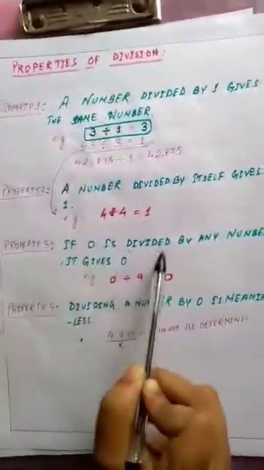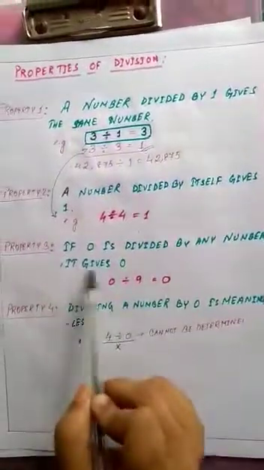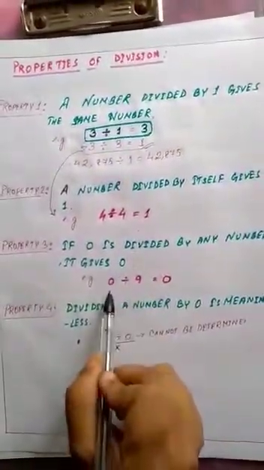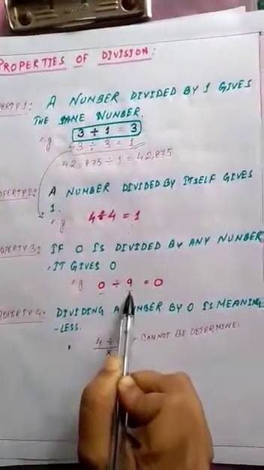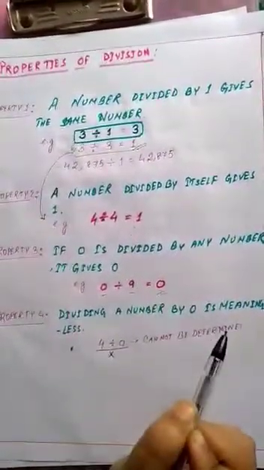Okay students, now let's see property number 3. If 0 is divided by any number, it gives 0. So see here, 0 divided by any number. Suppose I have taken here 9. So we'll get here 0.